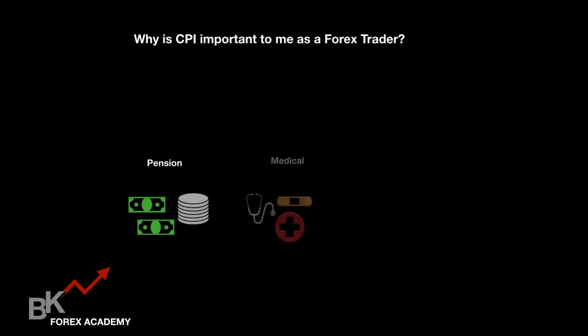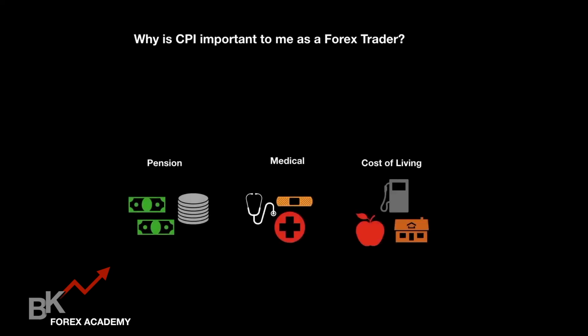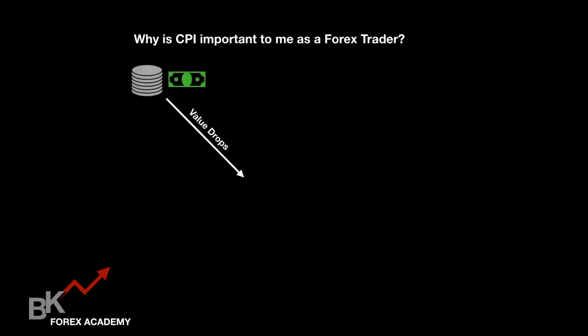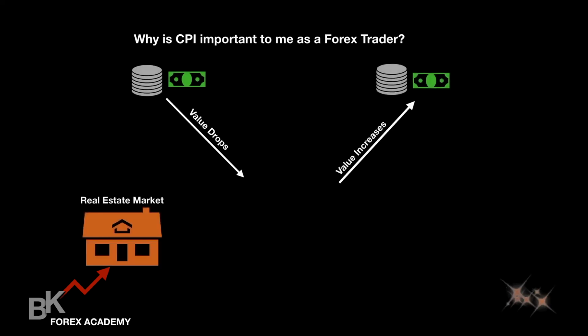So, why is this important to me as a Forex trader? Well, CPI is used to make changes to cash flow mechanisms such as pensions, Medicare, and cost of living. And if these mechanisms are affected, this means that the currency is affected in that country. This versatility means that it affects nearly every market and person in that country.